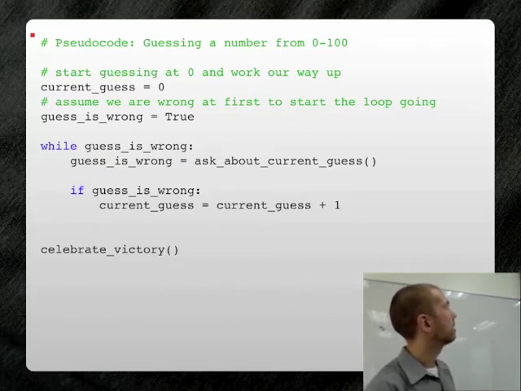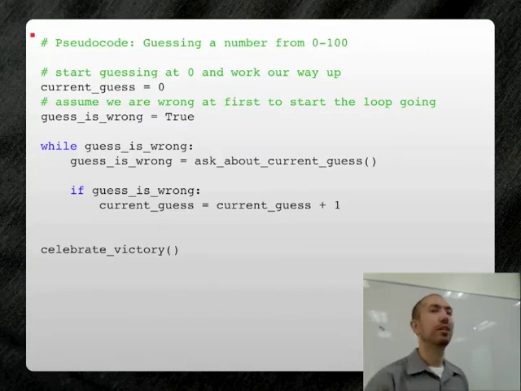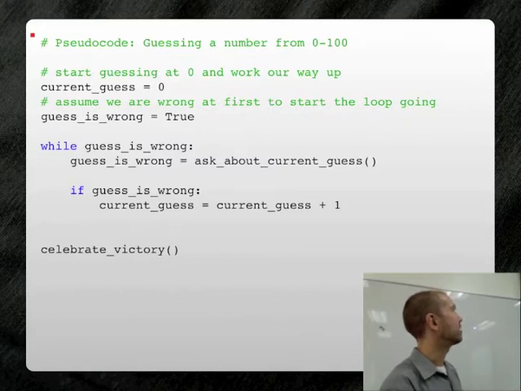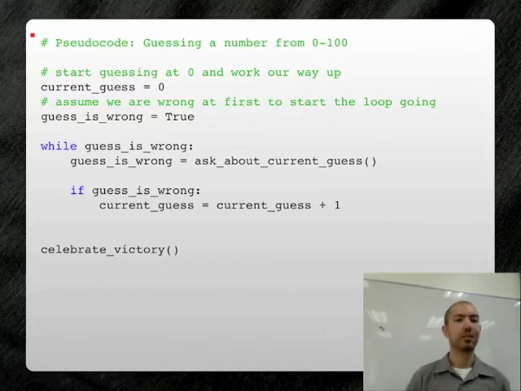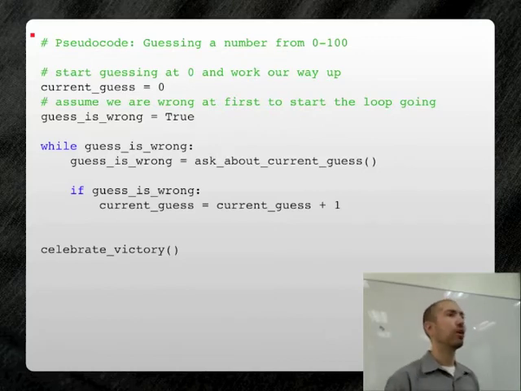So we've got some comments in here, the green stuff, explaining what we're doing. We say we want to start guessing at 0 and work our way up. So we might take a variable and call it current guess. All right, so now we're using variables for something a little more interesting. And set that to be 0, right? Because we know we want to start at 0. And we have some other Boolean variable called guess is wrong, right? So when guess is wrong is true, that means our current guess is not correct, right?